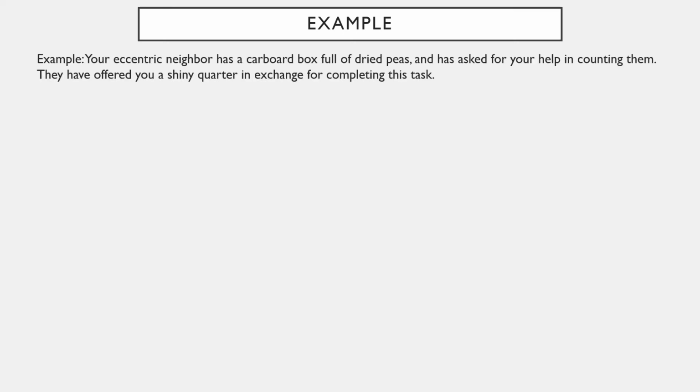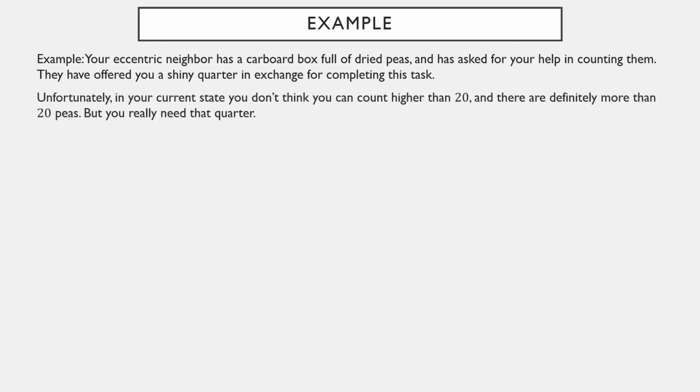Another example: you have a neighbor, they have a cardboard box full of peas, and you want to count the peas. Well, they want to count the peas, and they've roped you into doing it. So, in fact, they've offered you a quarter. That seems like good money for pea counting, so let's get to it. Unfortunately, you can't count higher than 20. It's just not working. There are definitely more than 20 peas, okay? But that quarter, it's shiny and you want it.